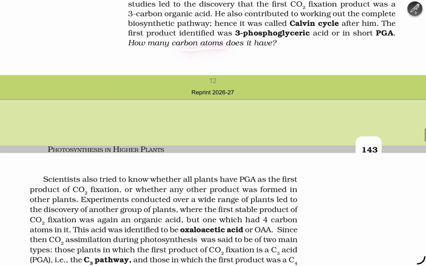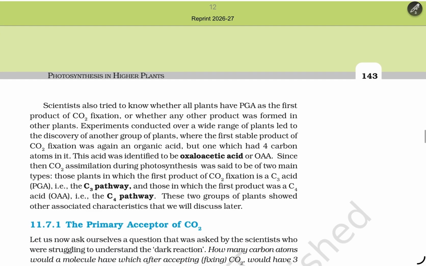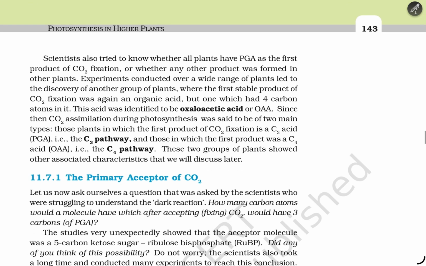How many carbon atoms does it have? Scientists also tried to know whether all plants have PGA as the first product of carbon dioxide fixation, or whether any other products are formed in other plants. Experiments conducted over a wide range of plants led to the discovery of another group of plants where the first stable product of carbon dioxide fixation was again an organic acid, but one with four carbon atoms in it. This acid was identified as oxaloacetic acid, or OAA.